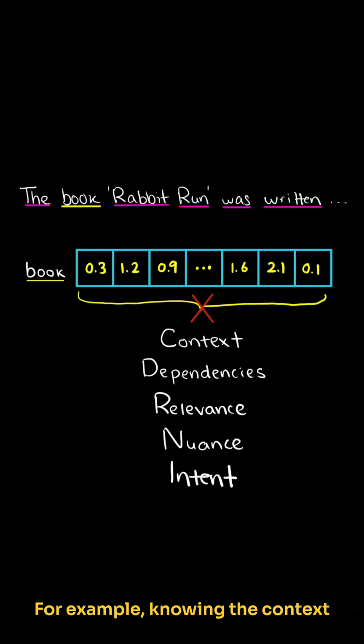For example, knowing the context surrounding the word book in the sequence lets the model know that this isn't a book in general, but that it belongs to a specific phrase where without Rabbit Run, the model would not know which book the question refers to. This information allows the model to answer questions with respect to inputs such as which book, what is the question asking for, and what type of answer is expected.